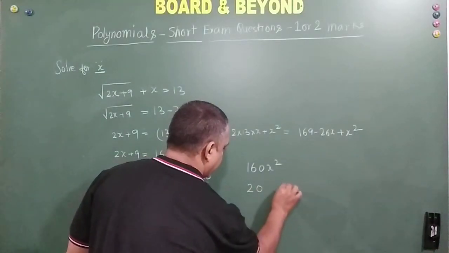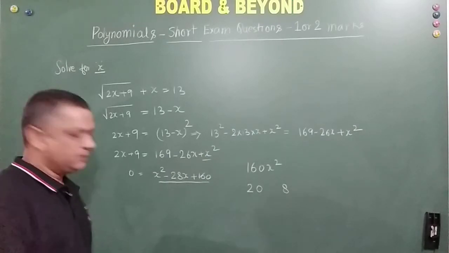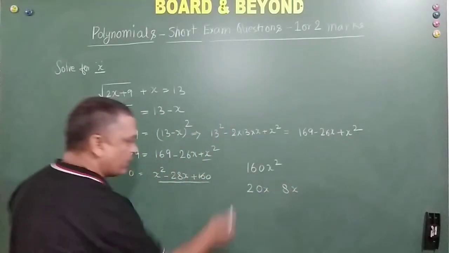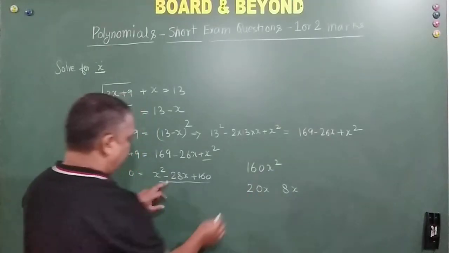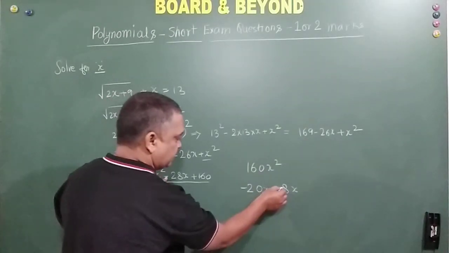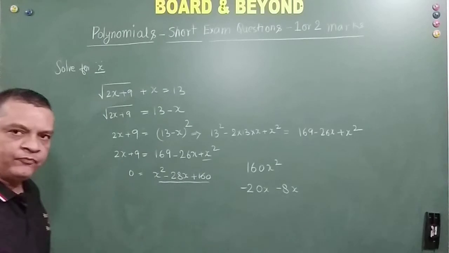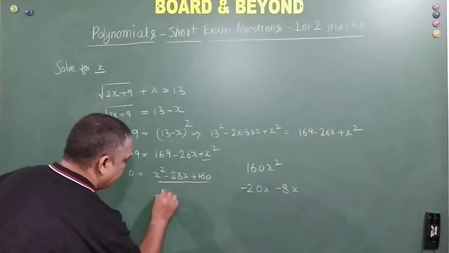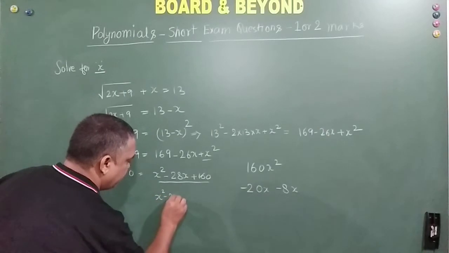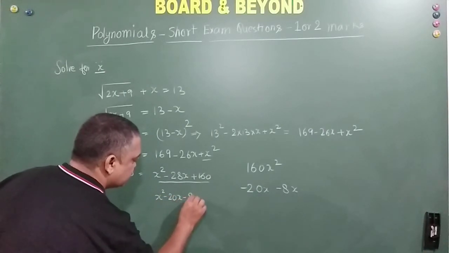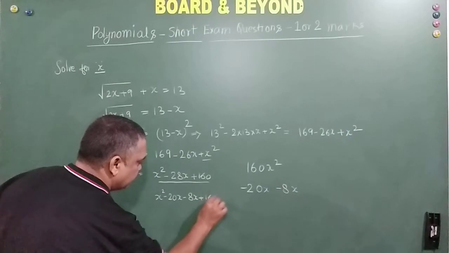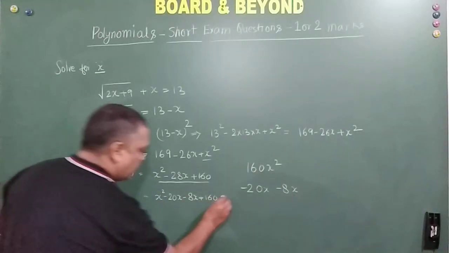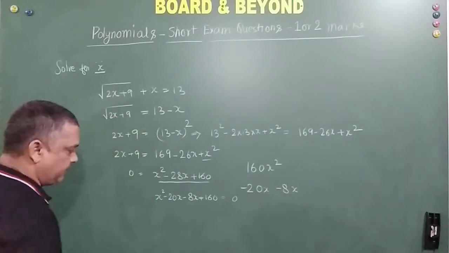20 and 8 will help us, right? So we'll put x here and x here. The product is a positive sign and the sum is minus, so both will be minus. You're getting my point now? Let's do that. x square minus 20x minus 8x plus 160 is equal to 0, both sides are same.